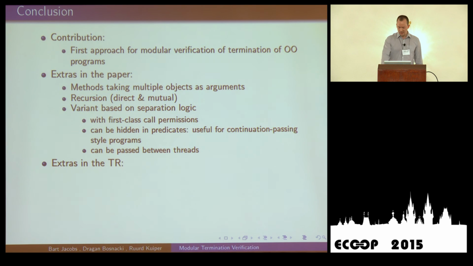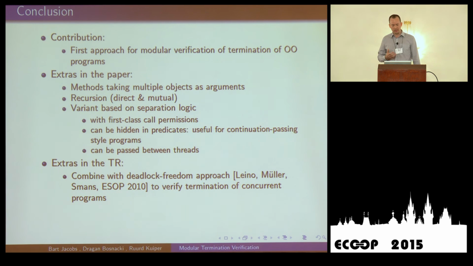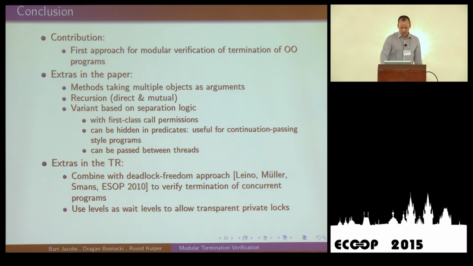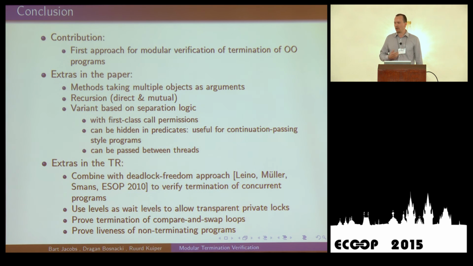In the TR, there are additional extras. First of all, we point out how you can combine this approach with a deadlock freedom approach, such as the one that Peter built upon also in his previous talk, the ESOP 2010 work, to verify the complete termination of concurrent programs. We also point out that if you use the levels that we propose here as wait levels, then you can transparently introduce private locks into modules without having to change client code or re-verify client code. Also, we show how to prove termination of compare-and-swap loops in fine-grained concurrent programs. And we show how you can encode certain kinds of liveness properties of non-terminating programs into this system.